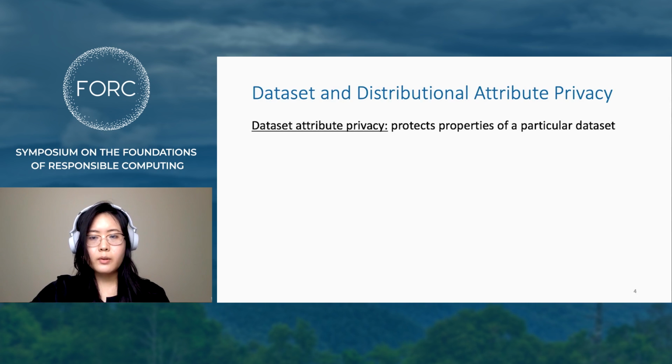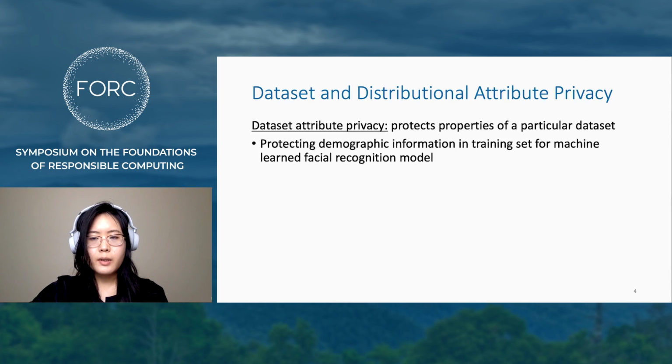In the paper, we introduced two notions of attribute privacy. The first one is dataset attribute privacy, which protects the attributes of a particular dataset. For example, a company that trains a facial recognition model on its users may wish to protect the demographic information of its users, such as race or gender, while still publishing the model. And we have seen some examples in recent literature where precisely this information was leaked.